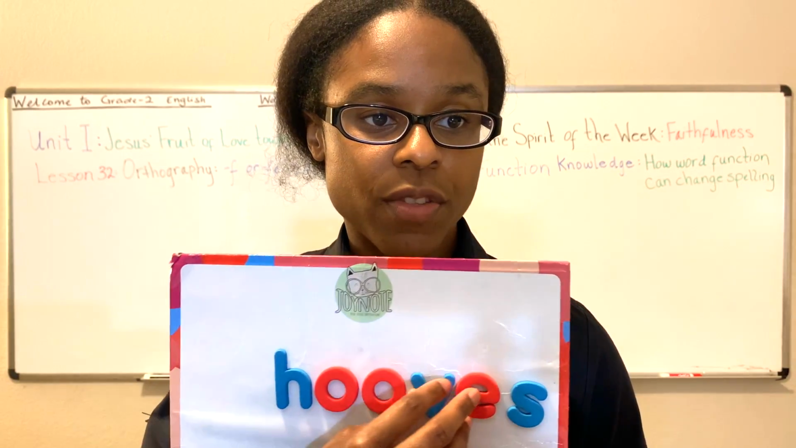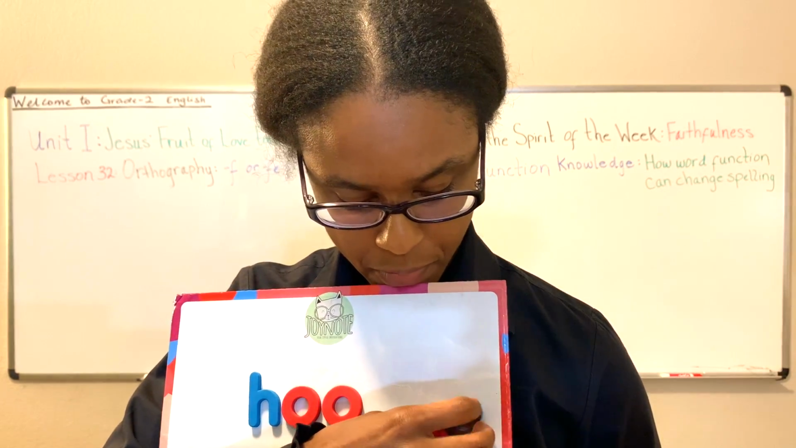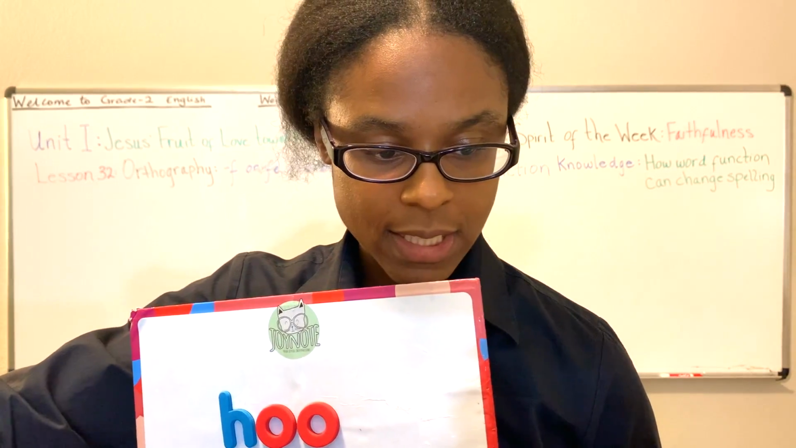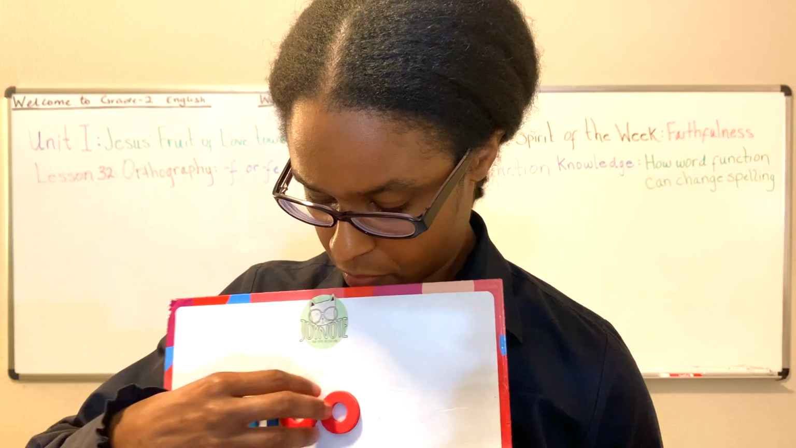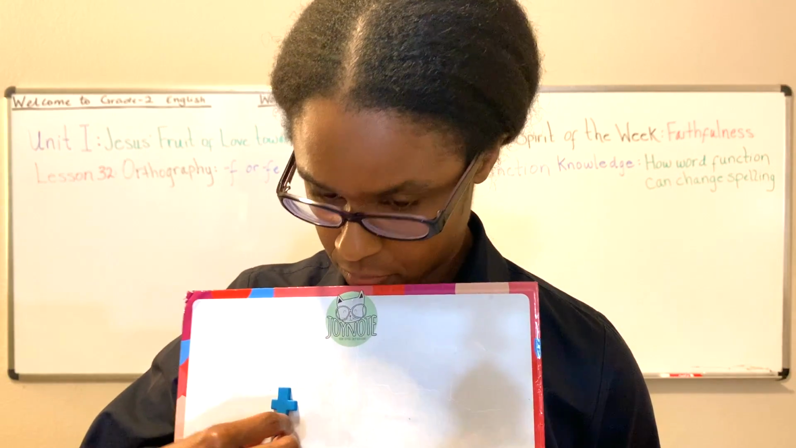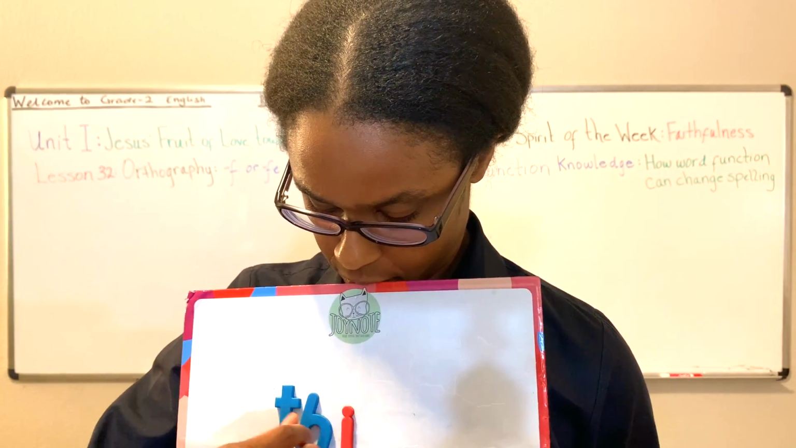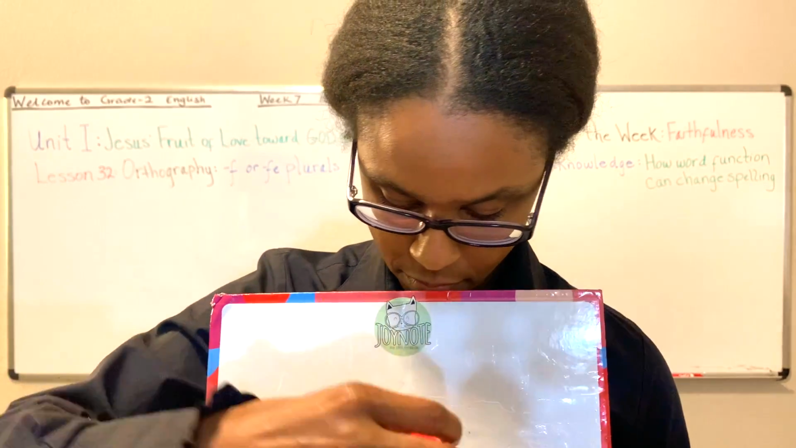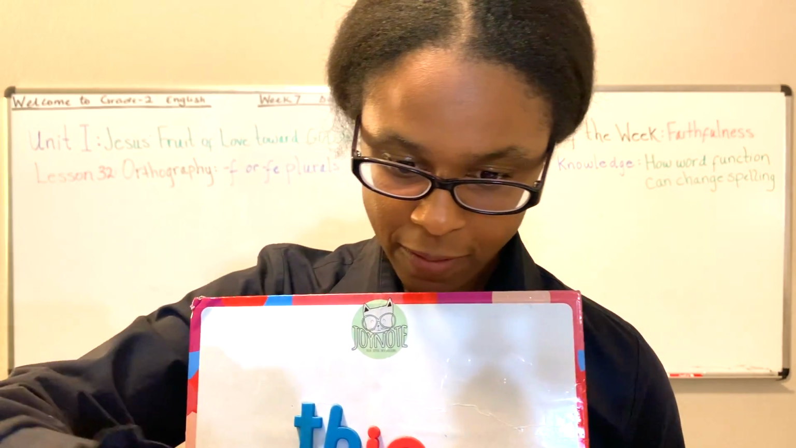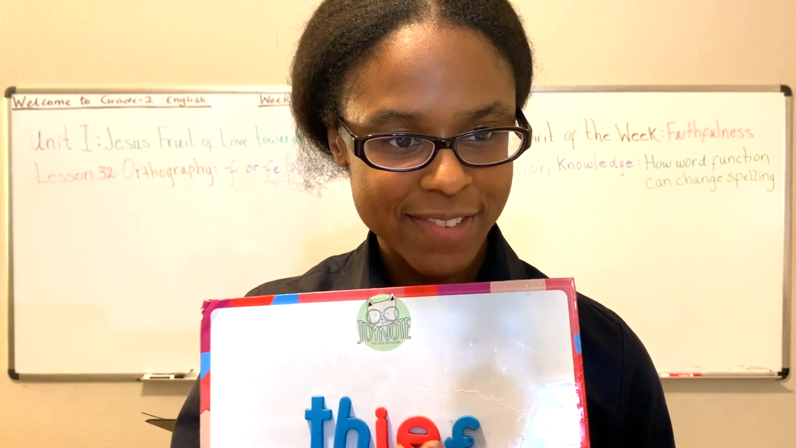If I have the word thief, right? He's a thief. Stop thief. This one ends in E-F. So let's put it on the board. Okay, there we go. We have the word thief. He's a thief. Stop the thief.